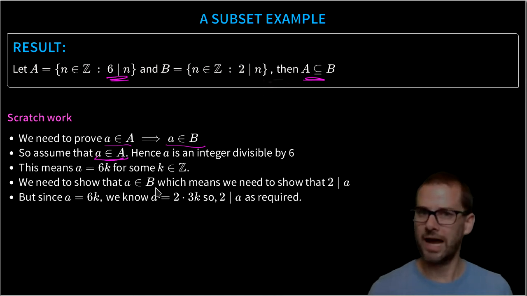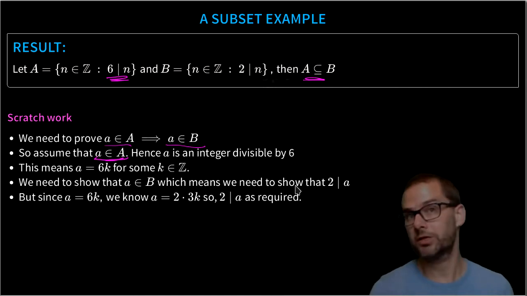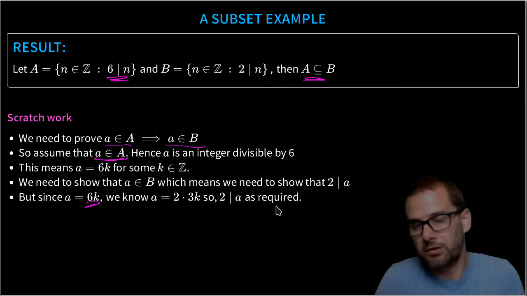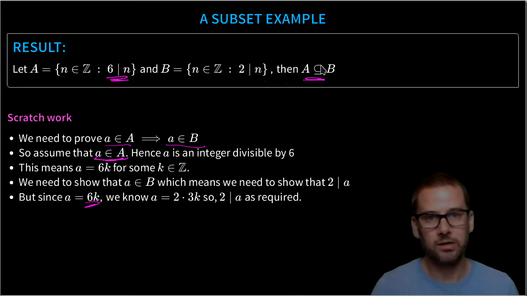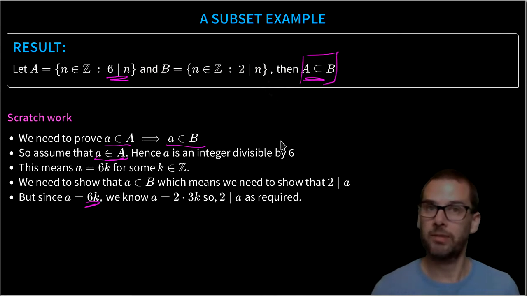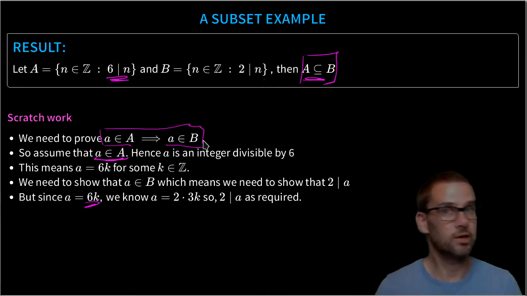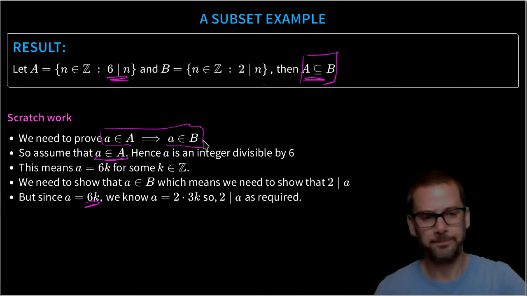Well, we need to show that a is also in the set B, which means we need to show that it's divisible by 2. But since a is equal to 6k, we can write this as 2 times 3k, and so 2 divides a as required. So that's just our scratch work. But really the important point here is we've turned this statement about subsets into this statement about implications, and then the rest we can use what we knew from before.